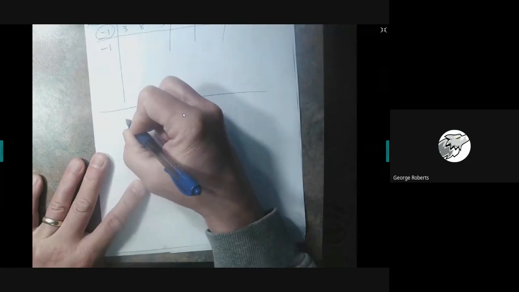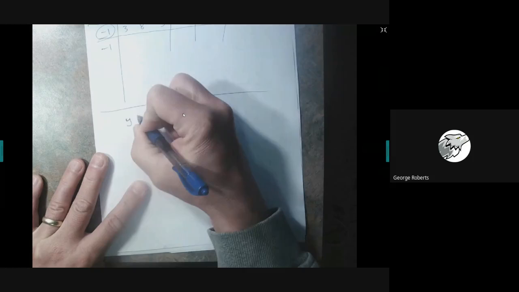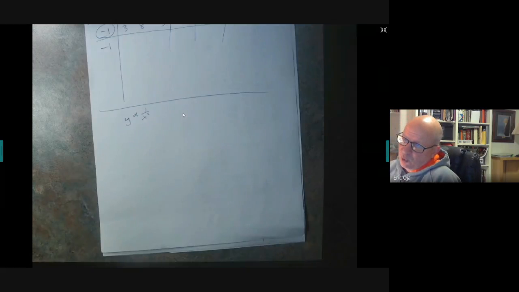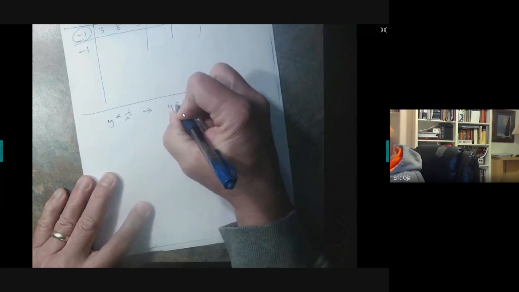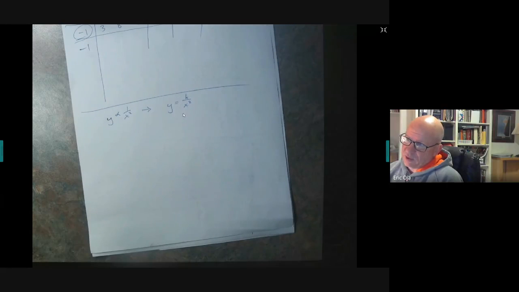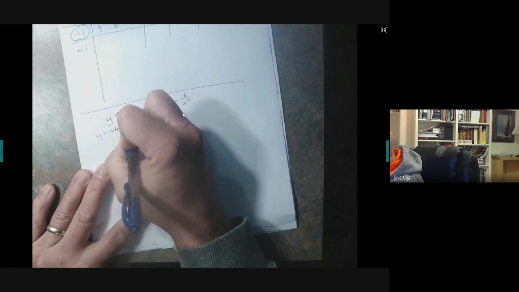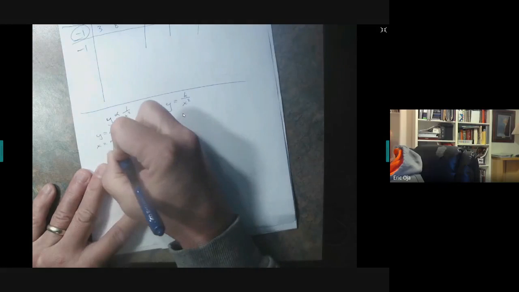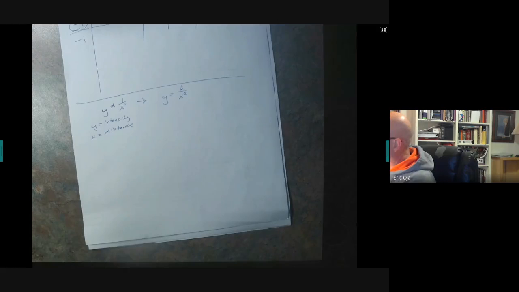So the intensity of a sound varies inversely with the square of its distance from the source. That's saying that y is proportional to 1 over x squared. But what we'd rather do is write that as an equation. So we write y equals some constant times 1 over x squared, which is the same as a constant divided by x squared. That's my equation. In this case, y equals intensity, because that's the output, and x equals distance.